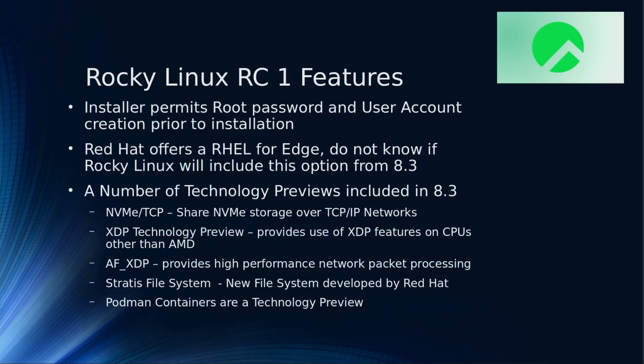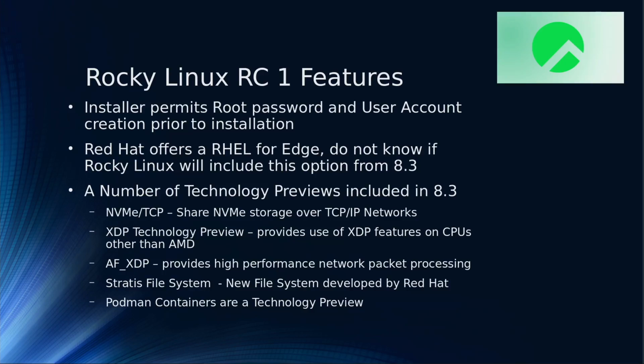The installer in RC1 allows you to put a root password on and also create a user account before you actually begin the installer process, which in the past was done later in the installation, but now it's done up front. Red Hat offers RHEL for Edge. I don't know if Rocky Linux will include this option for 8.3, but I did not see any indication of it. 8.3 offered a number of technology previews as well, such as NVMe over TCP. That provides the ability to share NVMe storage over TCP/IP between servers.